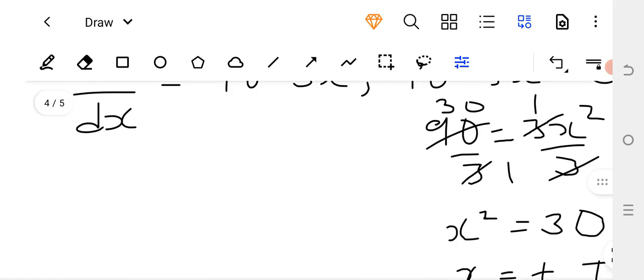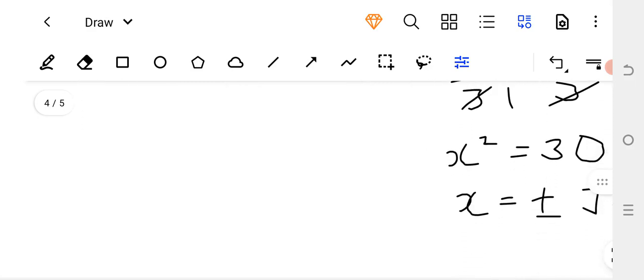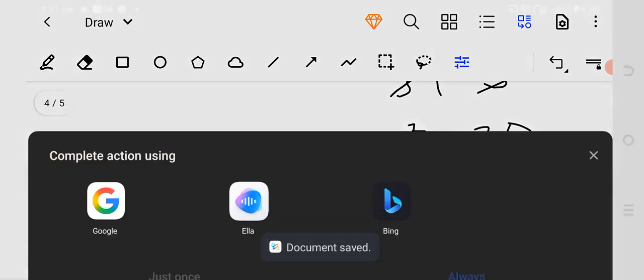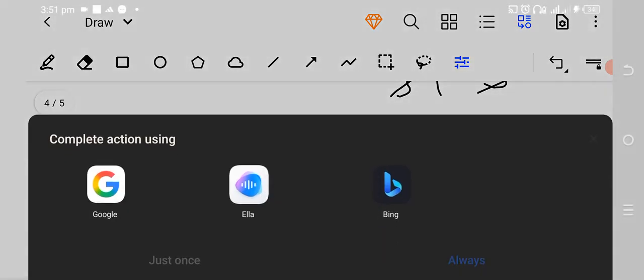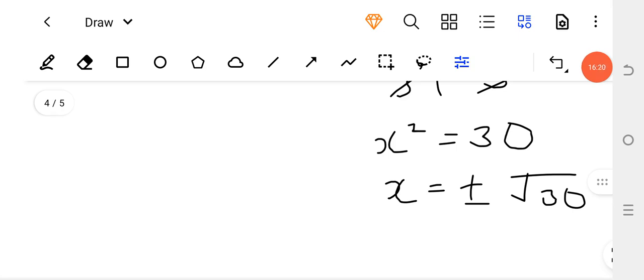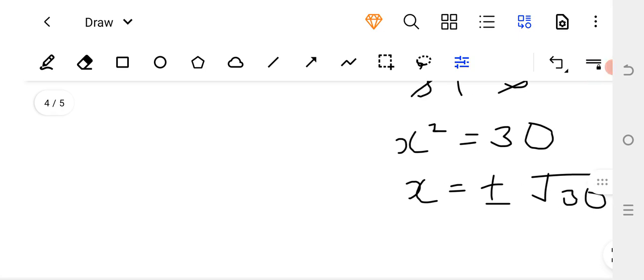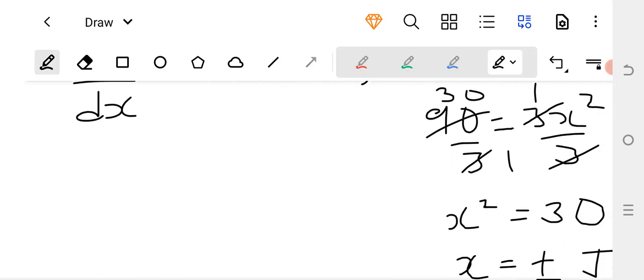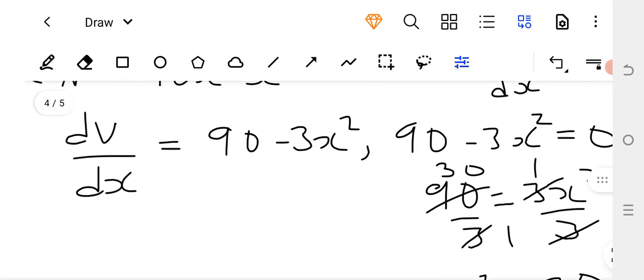Okay, and they want us to find the maximum volume. So which one will give us maximum? Which value of x will give us the maximum? So we have two values of x, plus or minus square root of 30. And then we need to go to, of course, our dV/dx. I hope you can see. Can you see it? It's there.